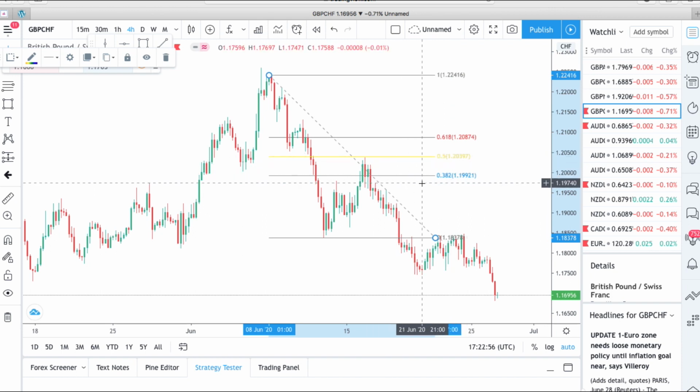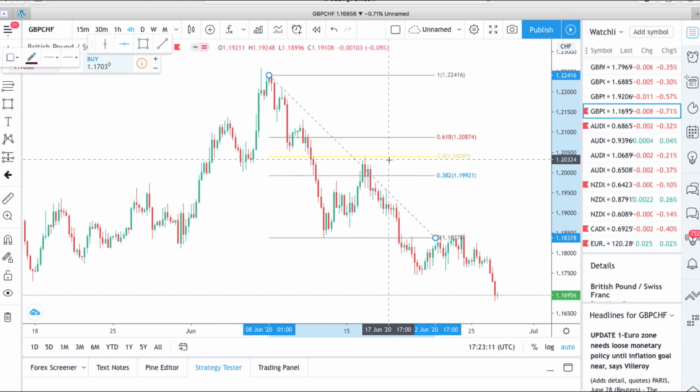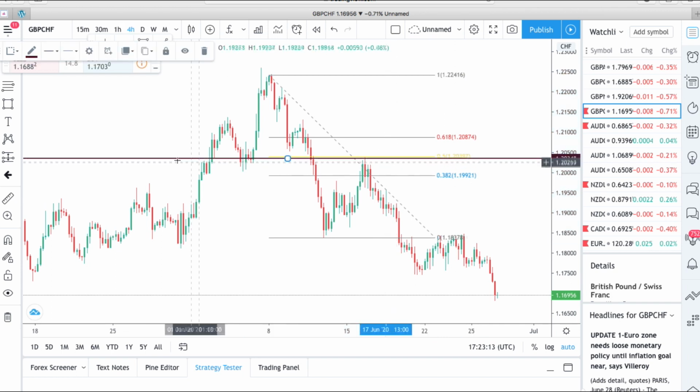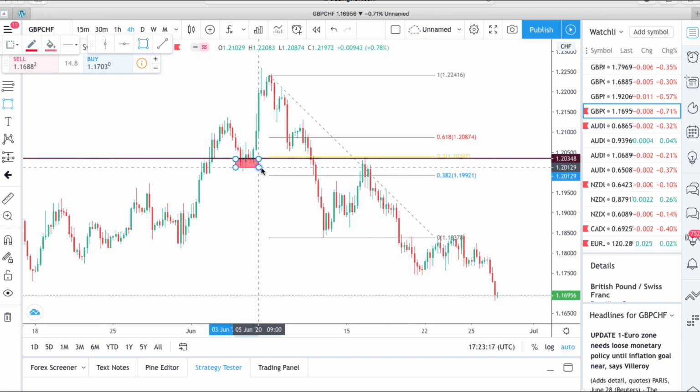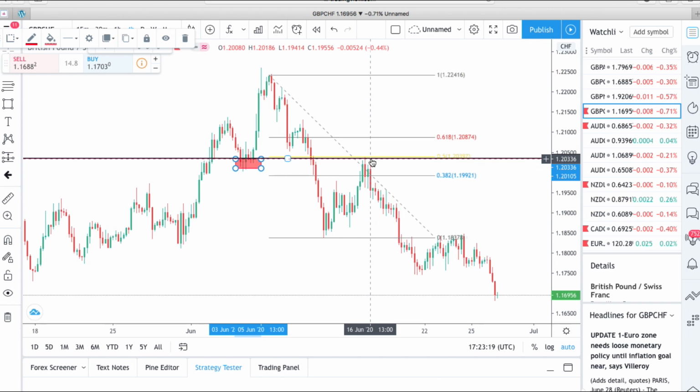We have the 38.2, we have the 61.8, and the 50. Those are the areas you want to look for key entry points. And normally they are areas of support and resistance. As you can see here, at this point where the 50% is, we have market structure right here. So this would have been a perfect entry.